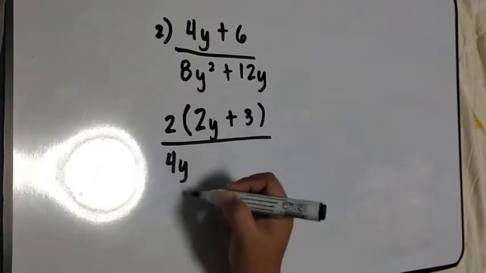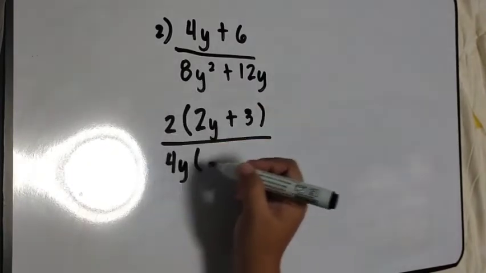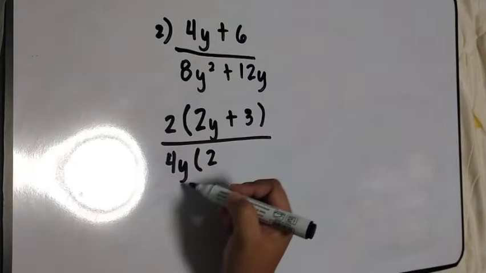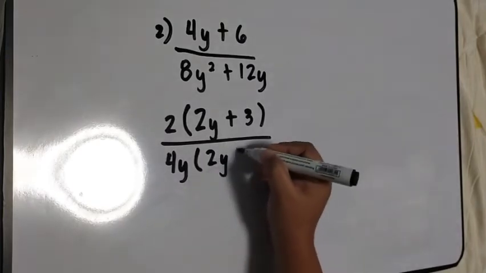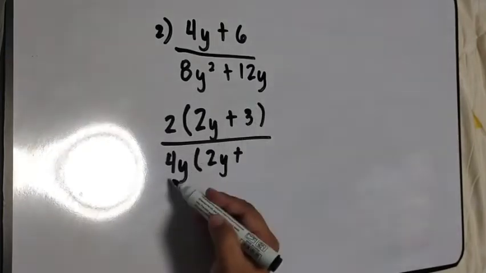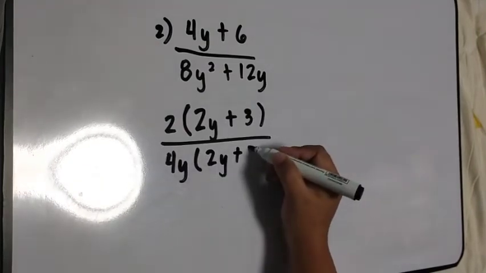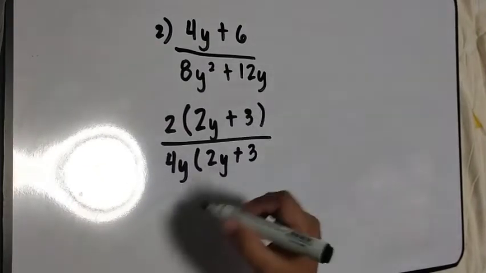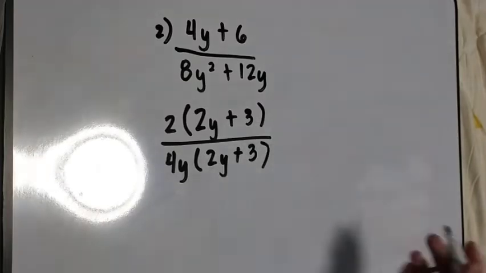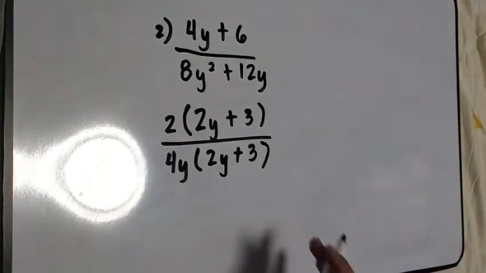So, 4y. Divide. 8 divided by 4, that is 2. Y squared divided by y, that is y. Plus 12 divided by 4, that is 3. Then y divided by y is 1, kaya cancel. So, this is now our expression.